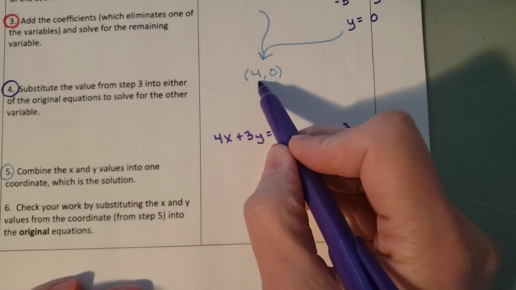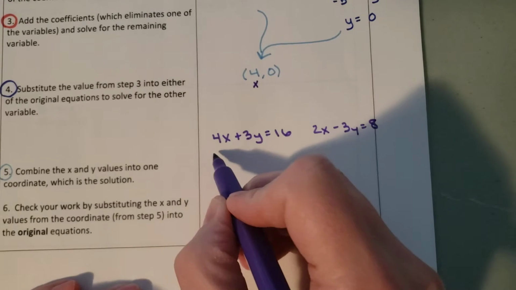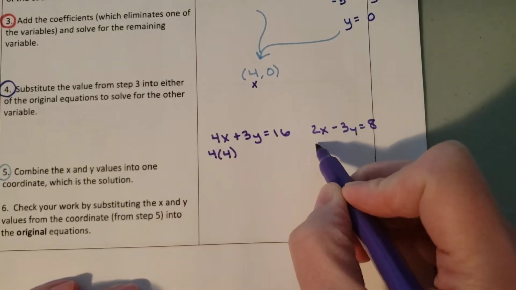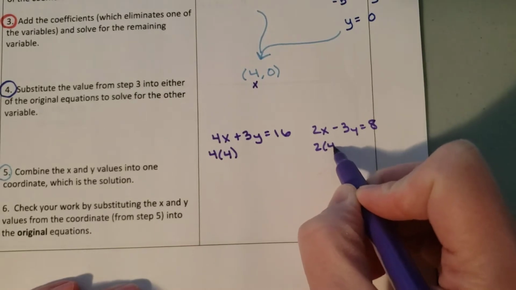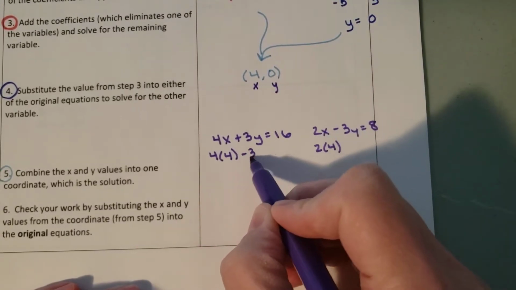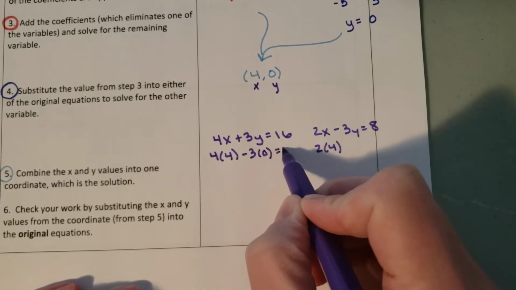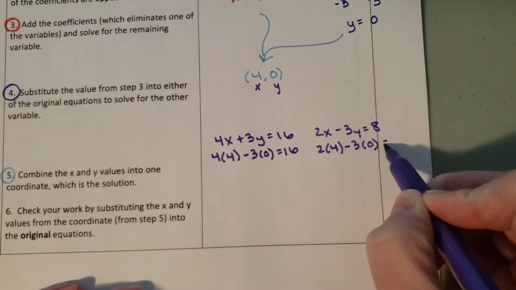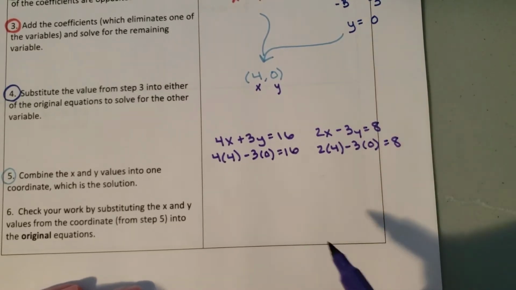So again, 4's are our x's, so instead of 4x, I'm going to say 4 4's. Instead of 2 x's, I'm going to say 2 4's. Y is 0, so minus 3 zeros equals 16. Minus 3 zeros equals 8. Let's see if these balance out.